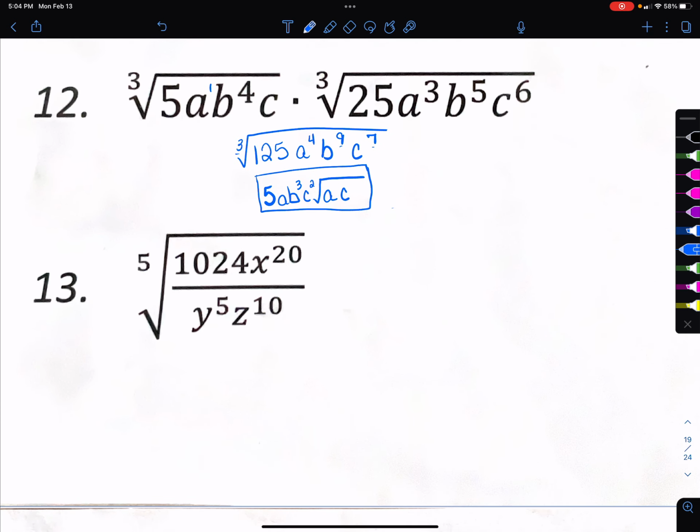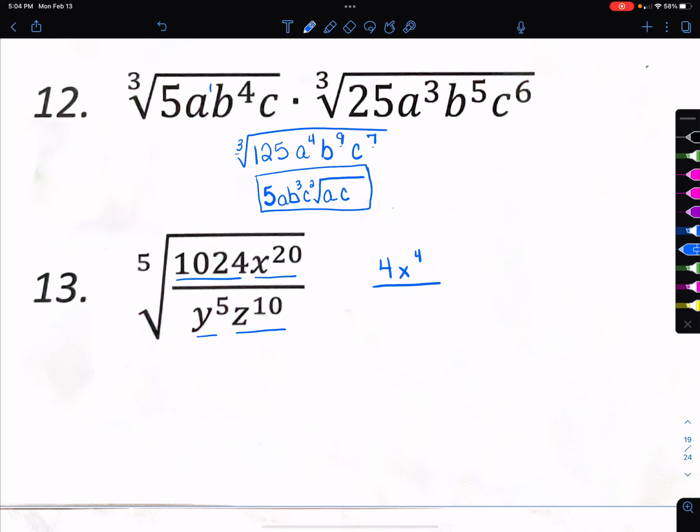Now this time we're going to look for the fifth root. We're going to look for the fifth root of 1024, the fifth root of x to the 20th, the fifth root of y to the fifth, and the fifth root of z to the 10th. If there's anything that we cannot take out, then that stays underneath the radical. So first off, the fifth root of 1024 is 4. The fifth root of x to the 20th, 20 divided by 5 is 4. So that's x to the fourth, and that stays in the numerator.